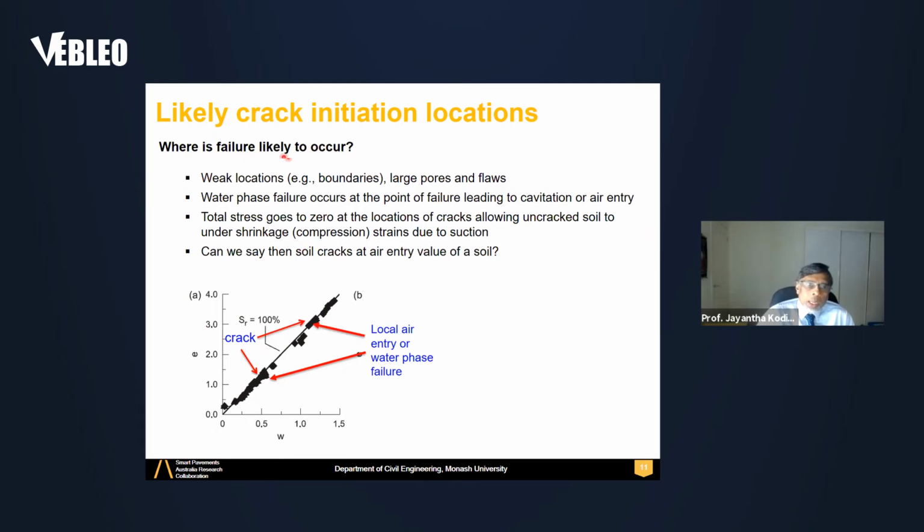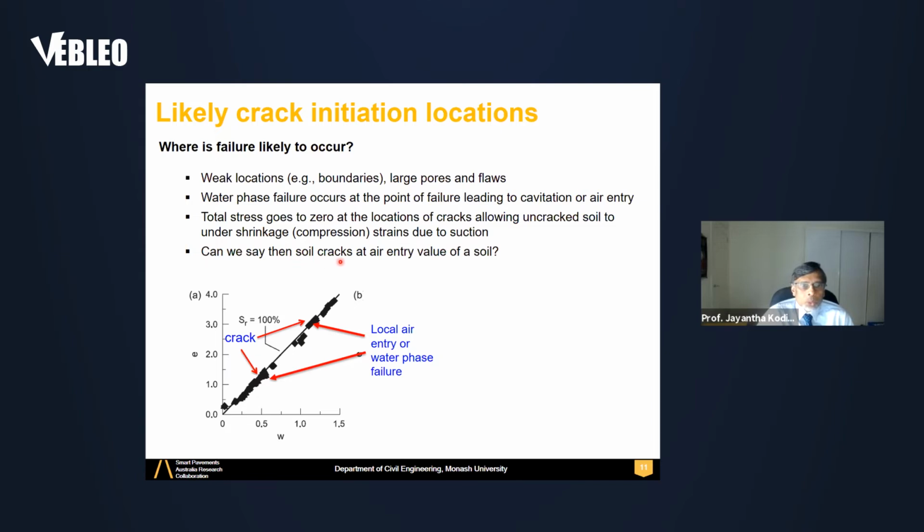Where is failure likely to occur? Normally, it occurs in weak locations: boundaries, large pores, and flaws. Flaws can be minor cracks that were already there, or stress raisers such as large angular particles like sand particles, gravels, and so on. Water phase failure occurs, menisci failure, at the point of failure, leading to cavitation or air entry. Total stress goes to zero at the locations of cracks, allowing uncracked soil to shrink and compress, with strains due to suction.